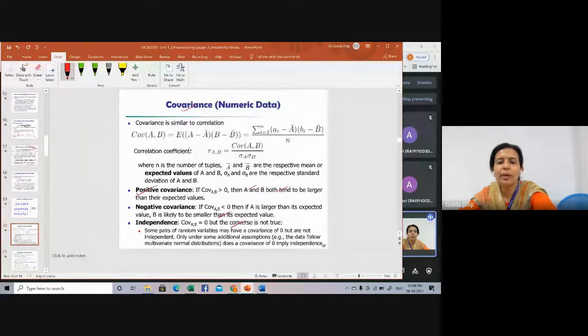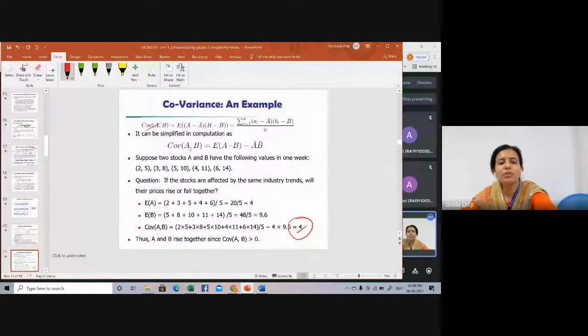A positive covariance value means that the stock prices for both companies are rising together. That's what this +4 tells you. A and B rise together since the covariance of A and B is greater than 0. The equations are given here; you can look into how the calculation is done. So the interpretation, I've given you what it is.